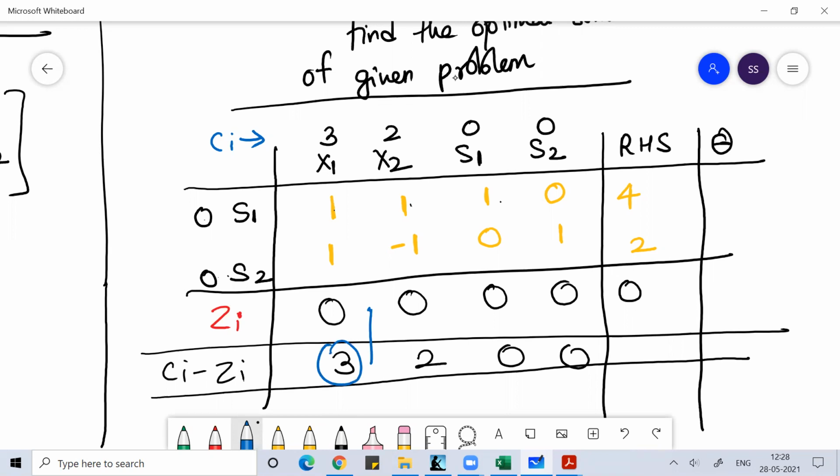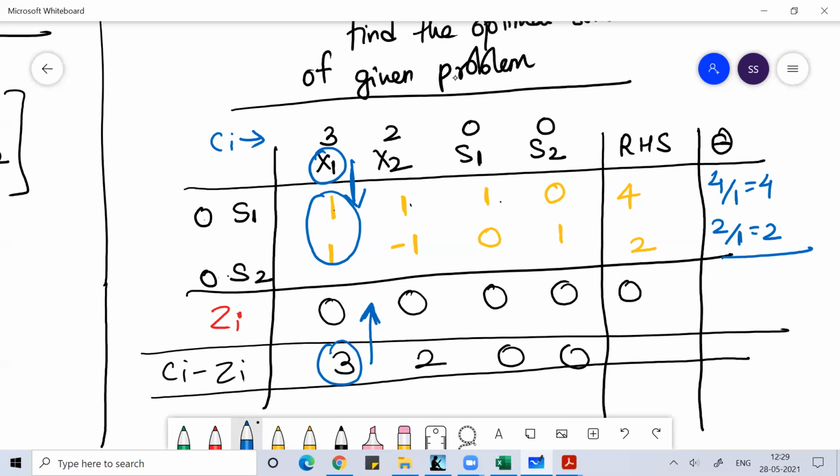This 3 corresponds to x1. It means x1 now enters the solution, and x1 will replace either s1 or s2. To determine which variable x1 is going to replace, we find theta. What is theta? Whatever column you selected, you divide the RHS by the corresponding value of x1. So 4 divided by 1 is 4, then 2 divided by 1 is 2.